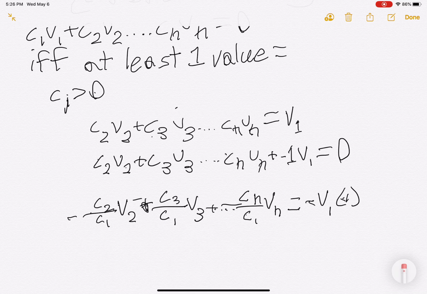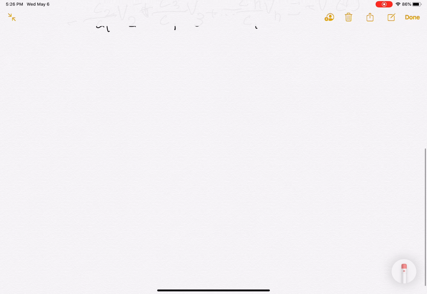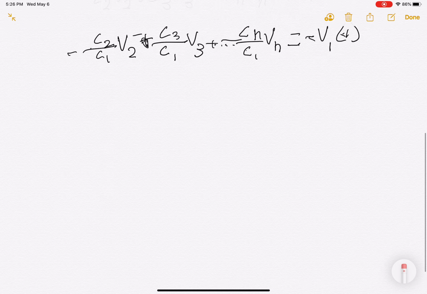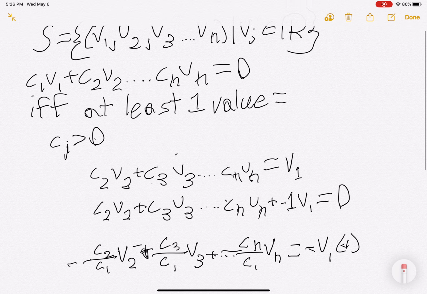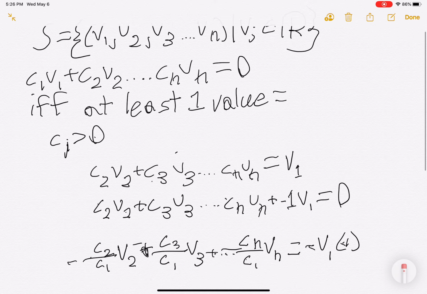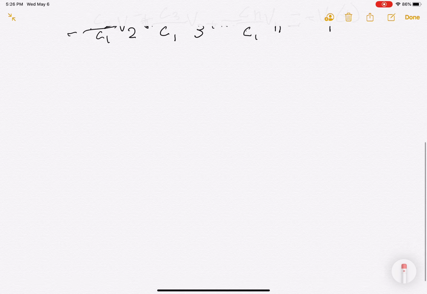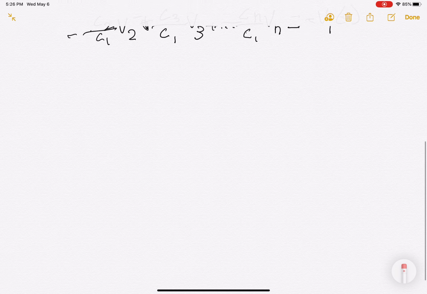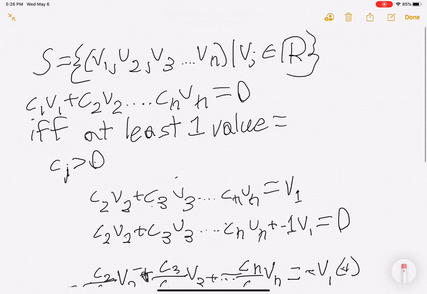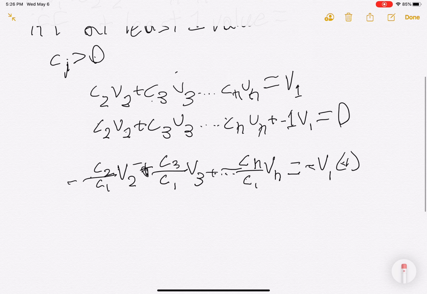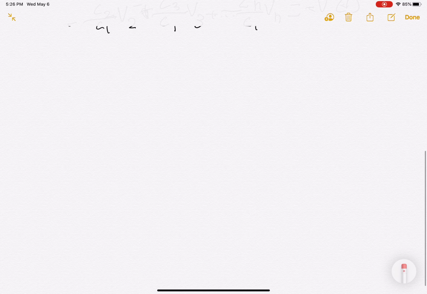Now this might seem pretty confusing, but let me give you some examples just to see how this can be useful with this new tool that we found. Well, let me just add that if the only solution to this equation here is that all values of c are equal to 0, then that means that it's independent. If at least one value is non-zero, though, that means that it's dependent. So let's look at one example.